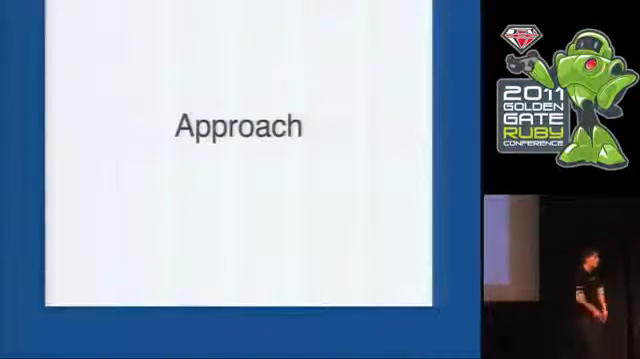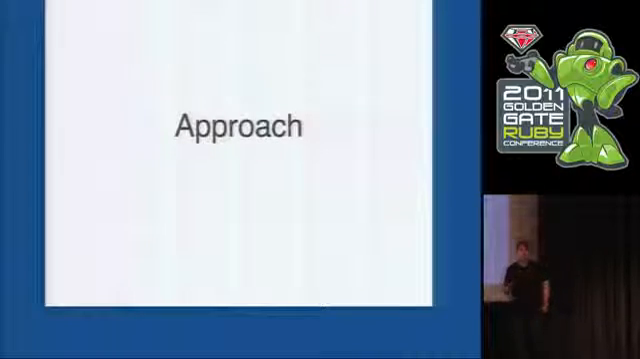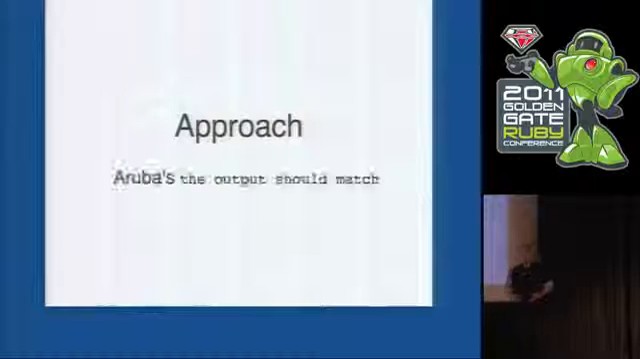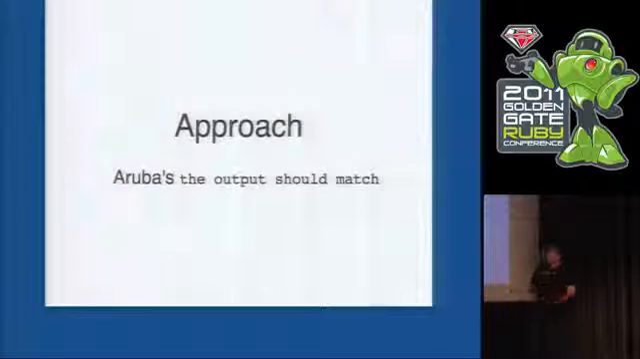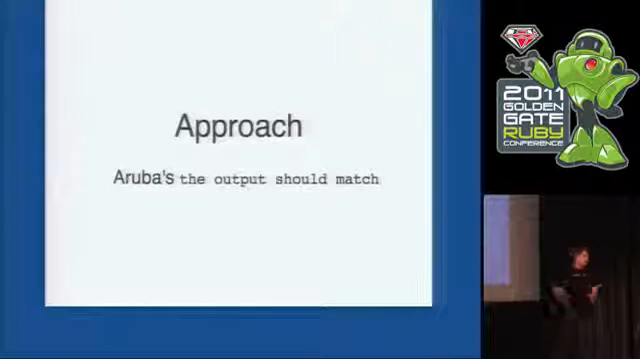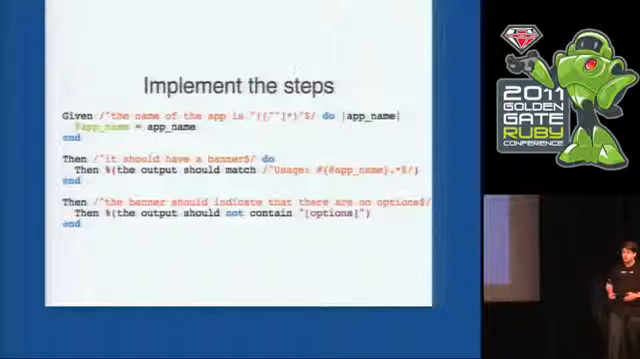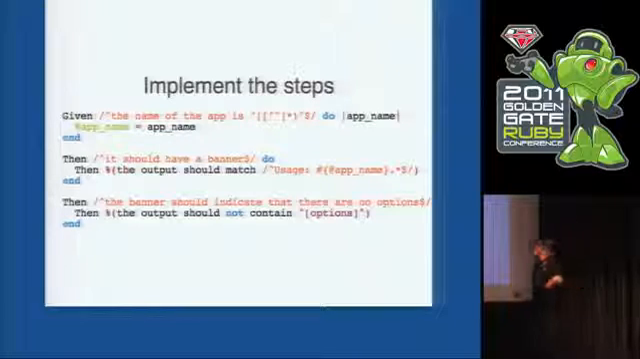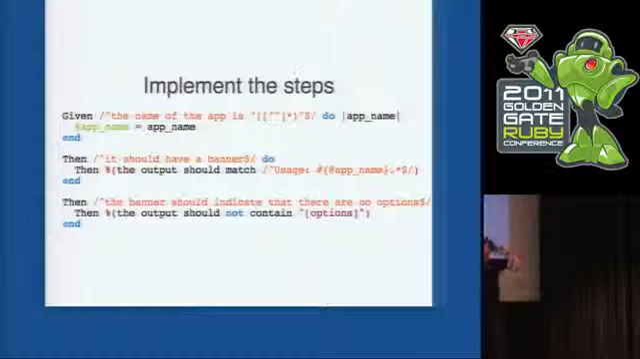All of this is the standard out or standard error of the app, and Aruba gives us a lot of different steps, sort of like this, that we can use to make assertions about the output, which is awesome because we don't want to have to capture standard error and standard out and do all that manipulation. Aruba has handled that for us. So here's how we implement those steps. We've got to save the name of the app so that we can then assert in the second step that it shows up in the banner.